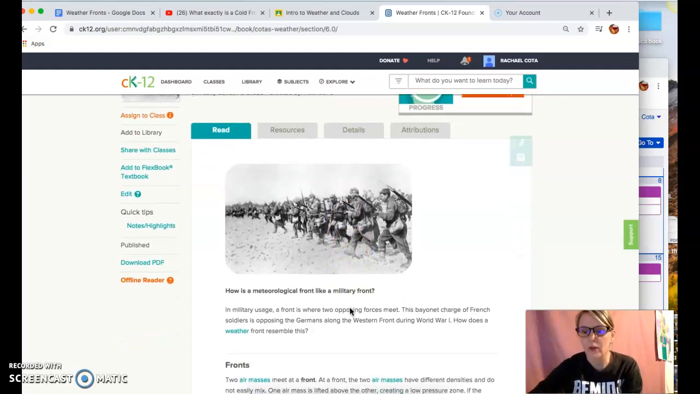Weather fronts are called weather fronts because of World War One. In a military usage, a front is where two opposing forces meet. This bayonet charge of French soldiers is opposing the Germans along the Western Front during World War One. How does a weather front resemble this? Well, we said yesterday that you've got two unlike air masses that come into contact, and if they have different enough characteristics, differences in temperature and humidity, they will move in relation to each other, right? And whichever one is stronger is the one that the front is named after.